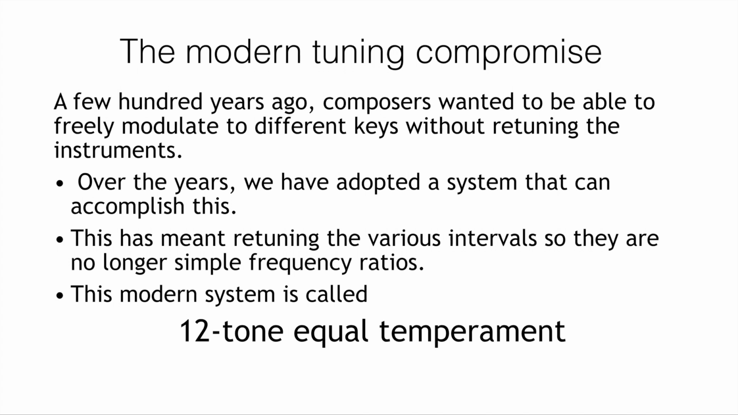Today, most of the music that we deal with, we use a compromise tuning, because a few hundred years ago, composers decided that they wanted to be able to freely change key whenever they liked, without retuning the instruments. So over the years we've adopted a system which can do that. What this means is we've retuned the various intervals, and they're no longer simple frequency ratios, so they're no longer just. The modern system, which we've been living with all our lives, is called 12-tone equal temperament.